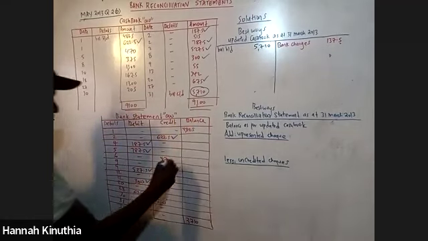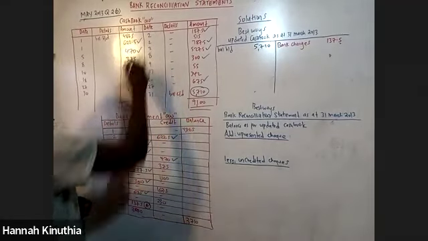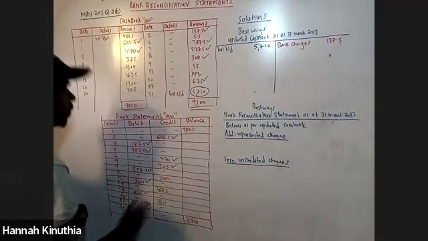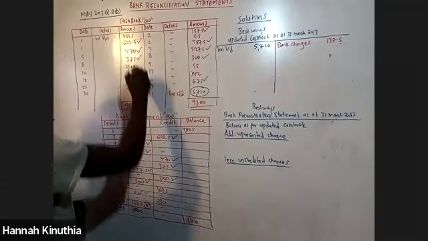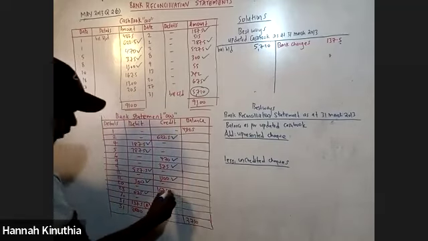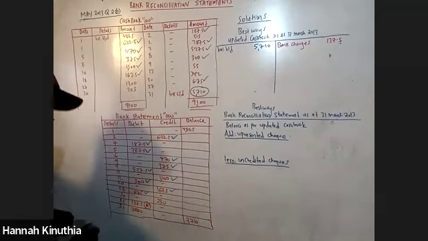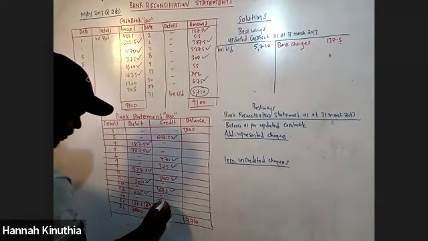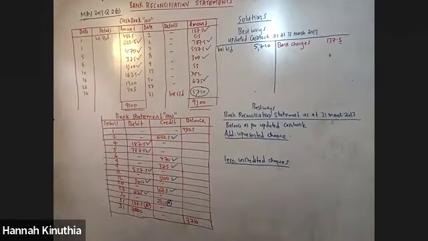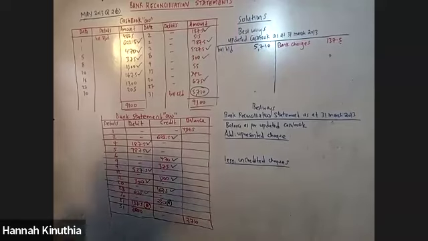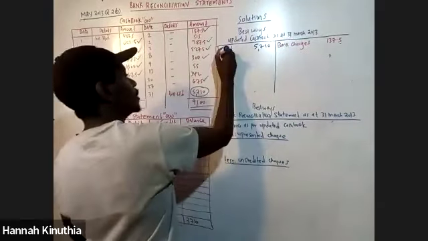470, yes. 375. 1100. 162. 230, no. 230 is not there on the other side. What does 230 represent? 230 represents Skyline Ltd.